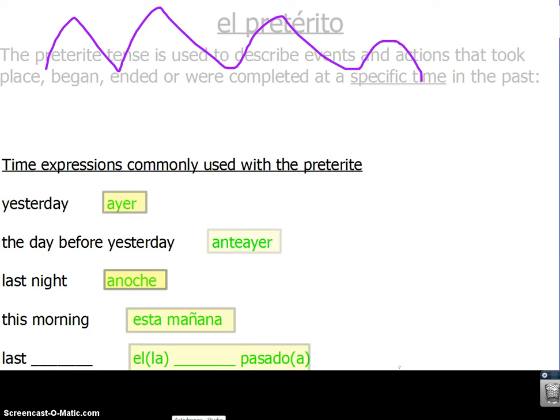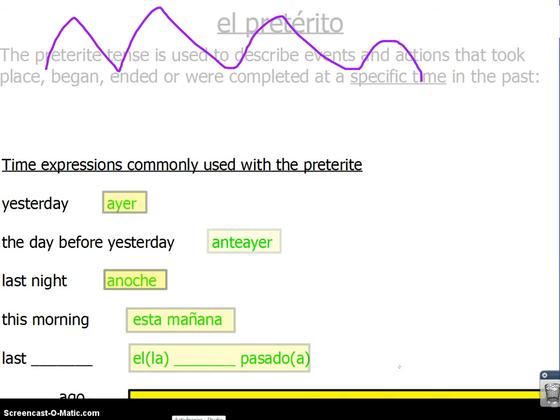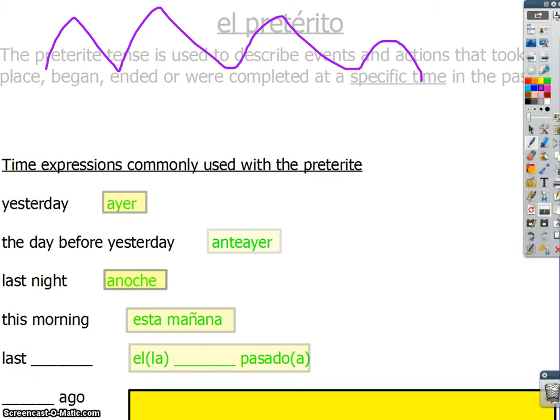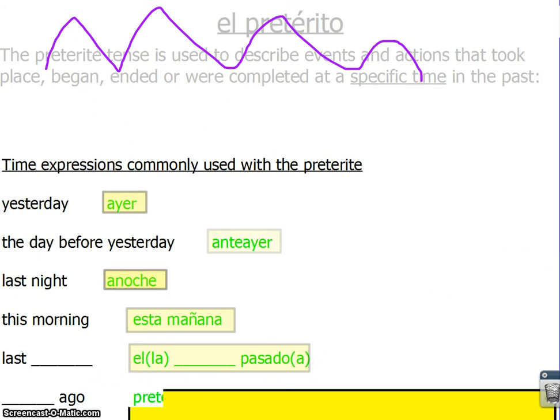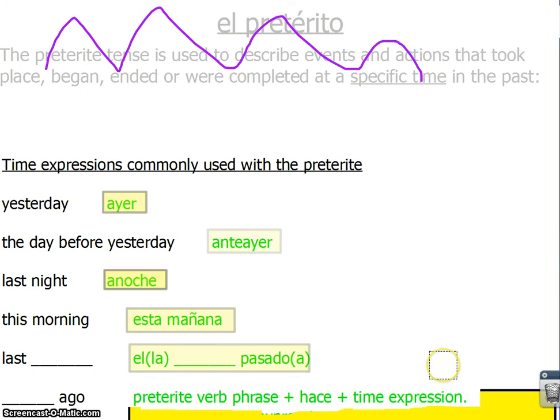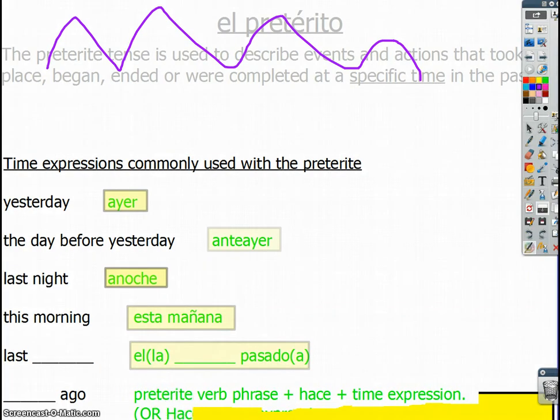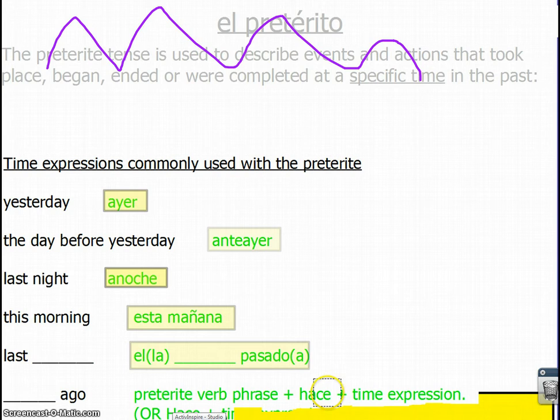And then one more thing for you to write down in these notes is how to say ago. There are two different ways to set up a sentence if you're saying you did something a certain amount of time ago. The first way is to take the preterite tense of the verb, or the verb phrase, plus the word hace, plus the time expression, period. That's one way to say it. Or, if you want to put the time expression first in Spanish, you would write hace first. I've capitalized it because it's the beginning of your sentence. Then the time expression plus que plus the preterite verb phrase.